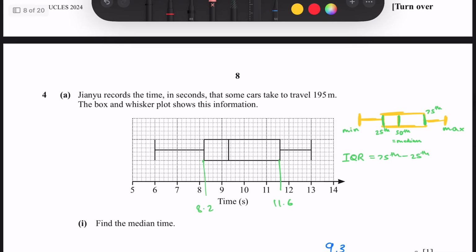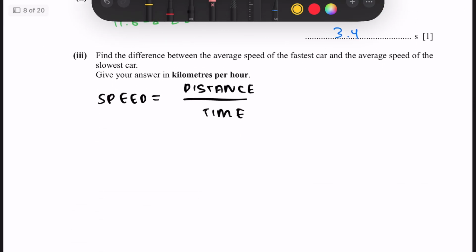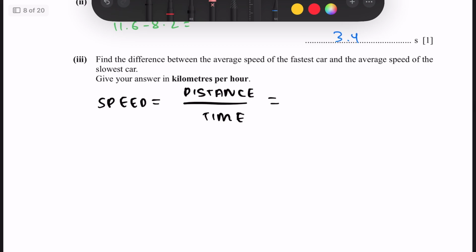Now, since this graph above shows us the values of time that it takes for some cars to travel 195 meters, this means that this value, 195 meters, is a fixed distance. So speed would be equal to 195 divided by the time, t, that it takes each car to travel that 195 meters. Now, since speed is equal to something divided by t, this means that when t decreases, speed increases, and vice versa. So speed and time are inversely proportional. This means that the fastest car will have the smallest time, and the slowest car will have the largest time.